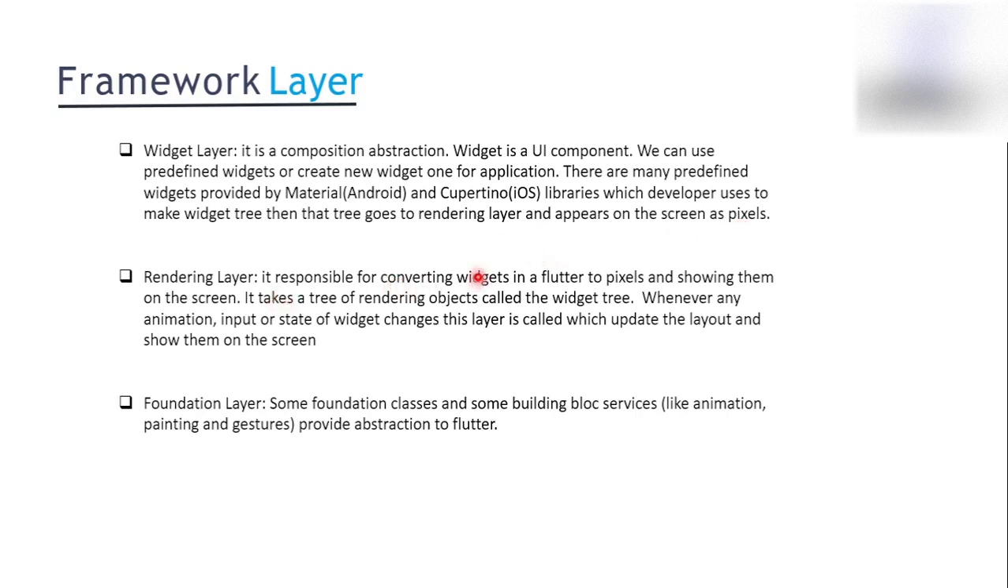The rendering layer is responsible for converting the widget tree into pixels on the screen. It is responsible for converting widgets in Flutter to pixels and showing them on the screen. It takes a tree of render objects. Whenever any animation, input, or state of a widget changes, this layer is called. This is important to know: when we change the state of our widget, this rendering layer is responsible for showing the changes on the screen.